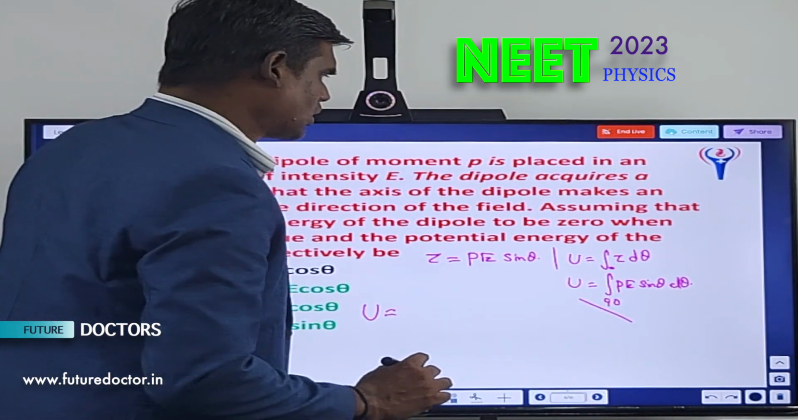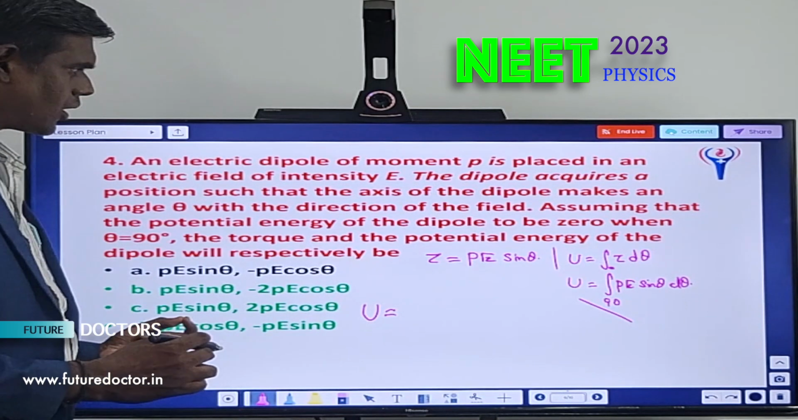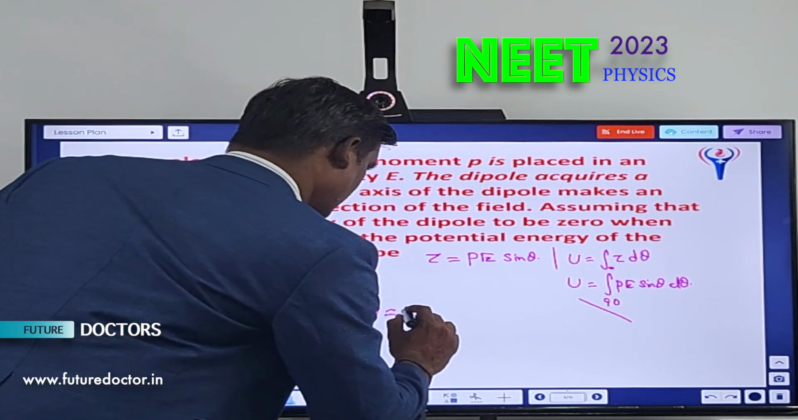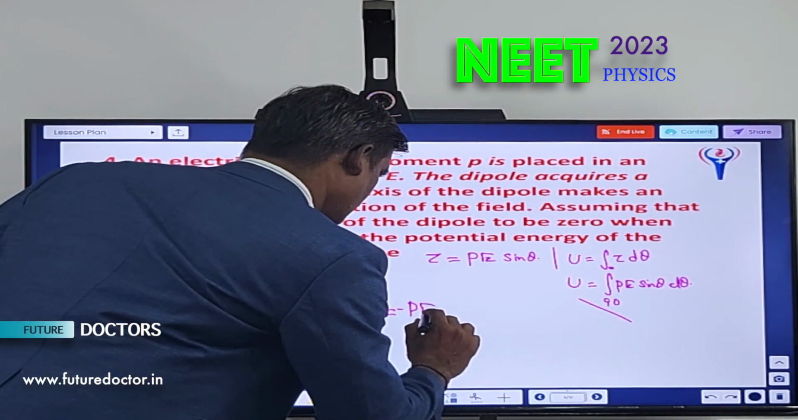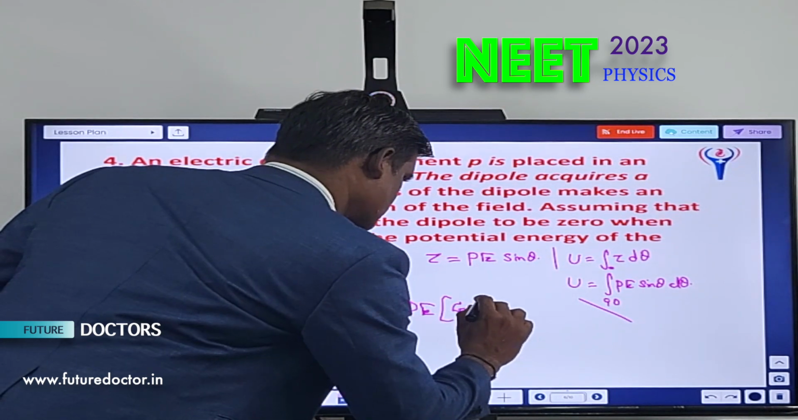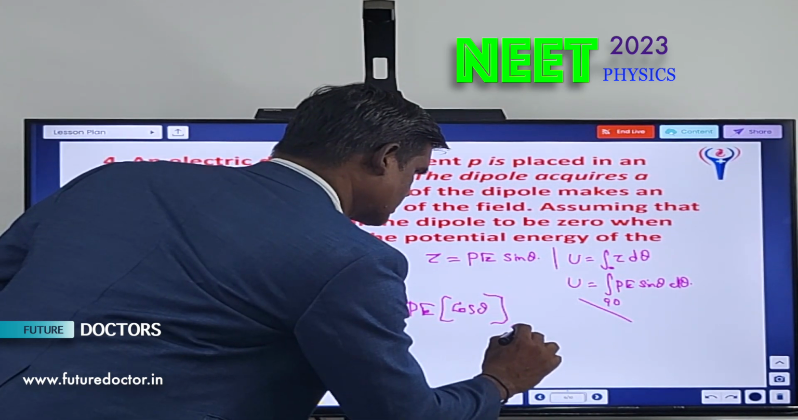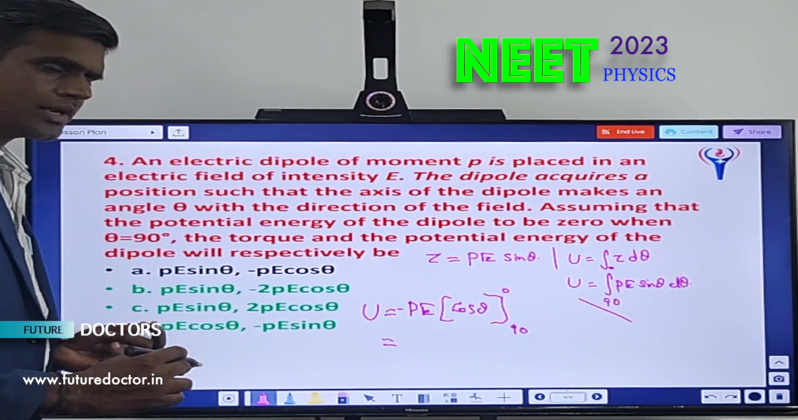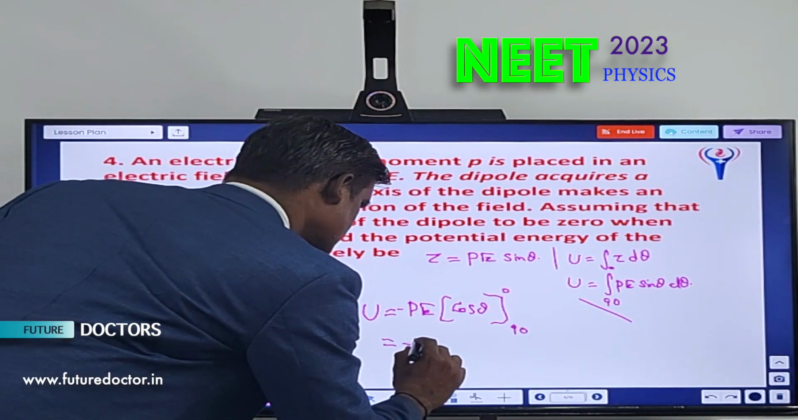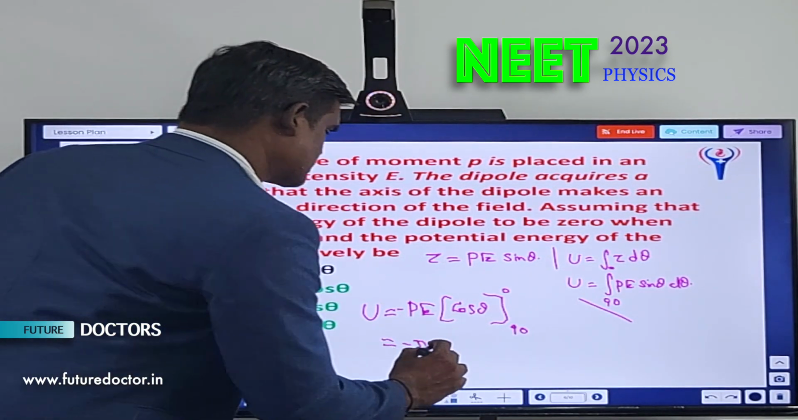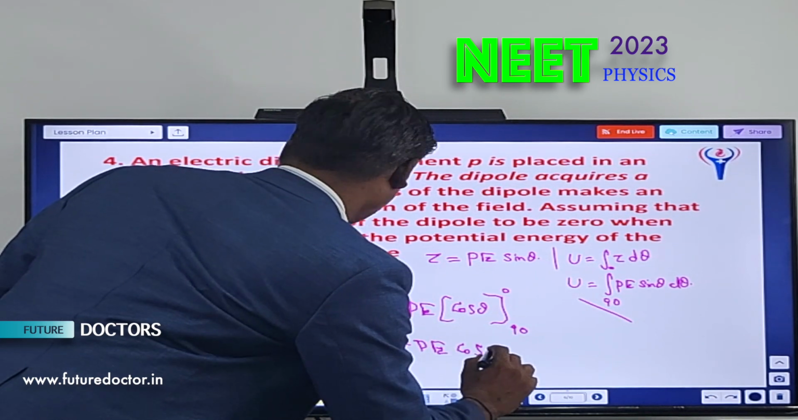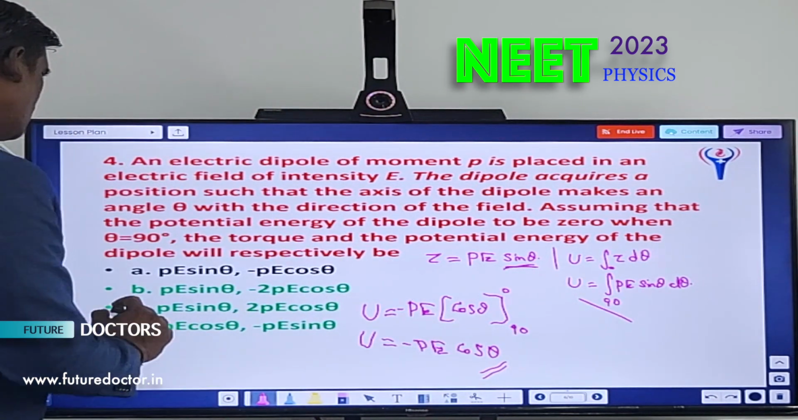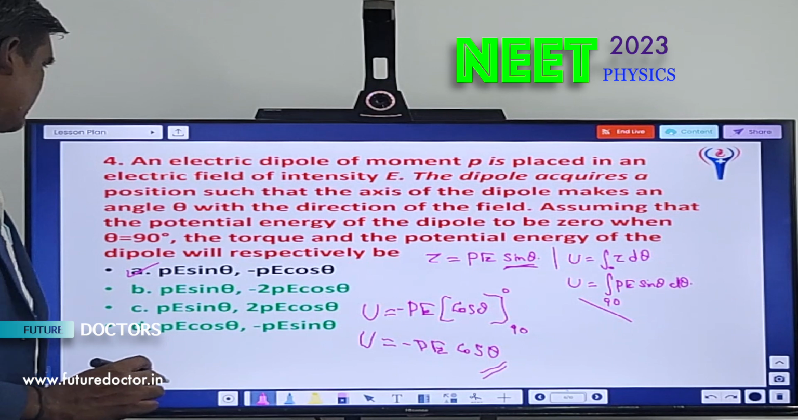U equals PE, with PE being constant, taken out of the integration. The integral of sin theta d theta is minus cos theta. Then minus PE cos theta, substituting the upper and lower limits 90 and 0. Cos 0 is 1 and cos 90 is 0. Then minus PE into (1 minus 0) gives just PE cos theta. This is your U, and tau is equal to this. Which option? Option A is the correct answer.